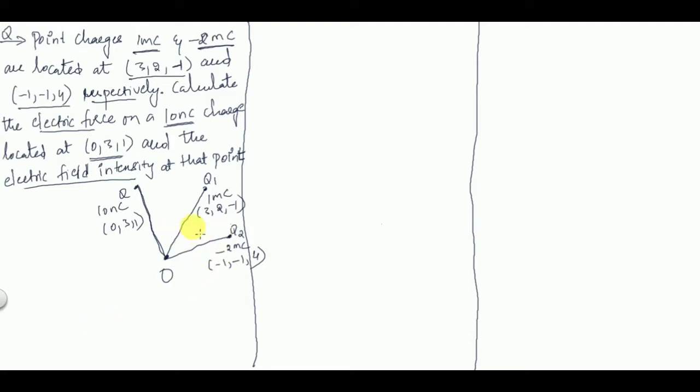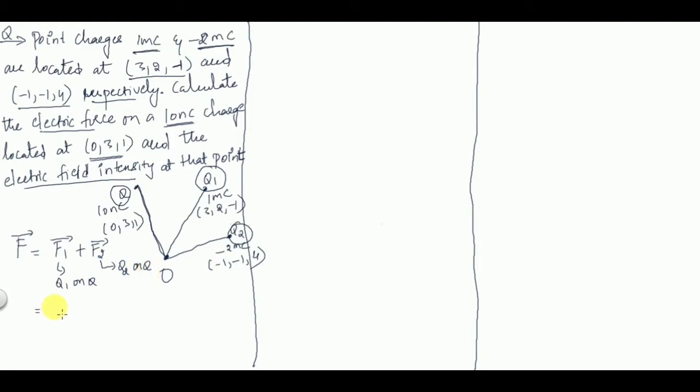Okay, so he has asked you to find the total force exerted by Q1 and Q2 on Q. As it obeys the superposition principle, the total force is given by F1 bar plus F2 bar. So F1 is the force of Q1 on Q and F2 is the force of Q2 on Q.